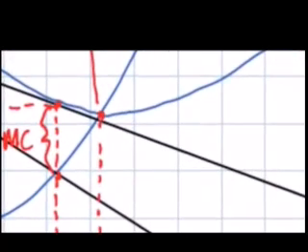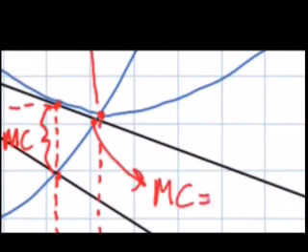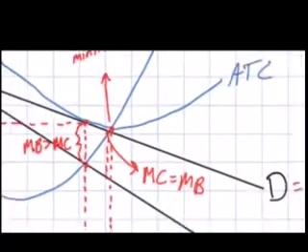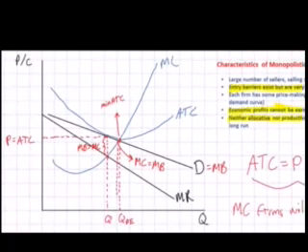The socially optimal quantity, of course, is where marginal cost equals marginal benefit, which is at a slightly greater quantity. So we can put another quantity here and call that QSO, or allocatively efficient quantity. So there you have it.